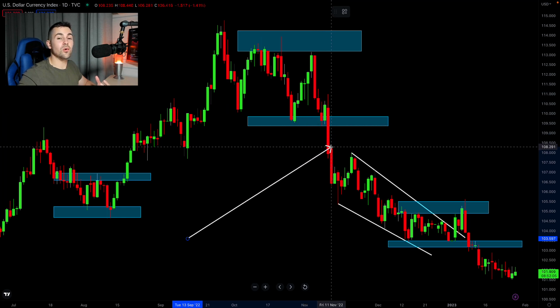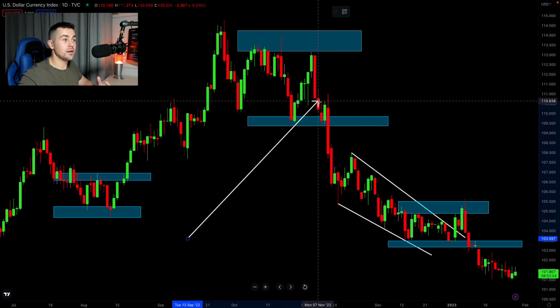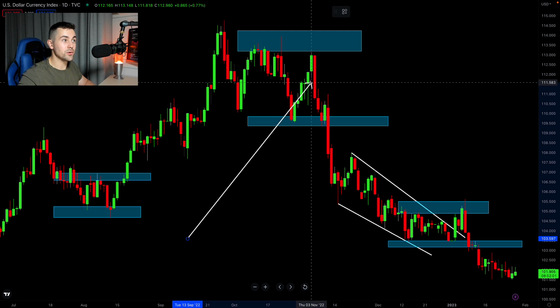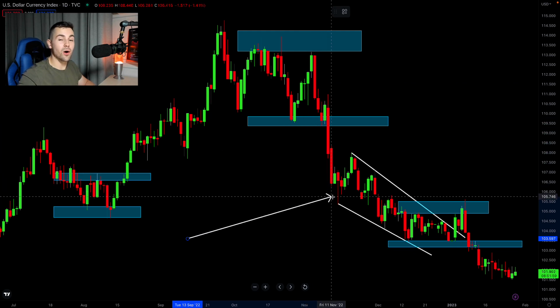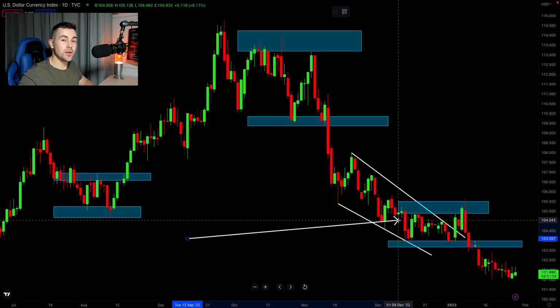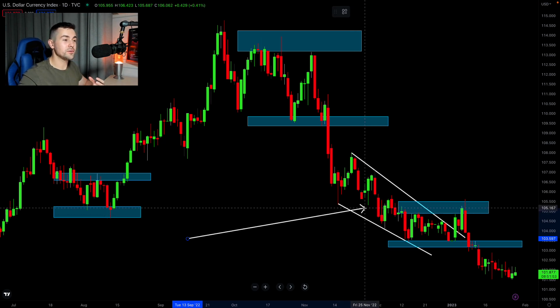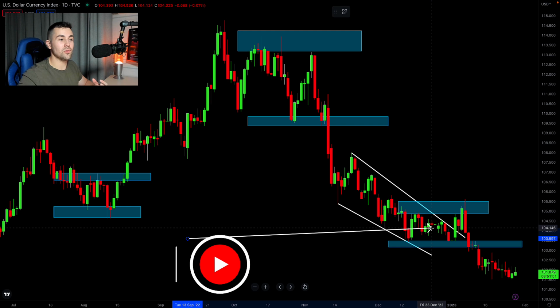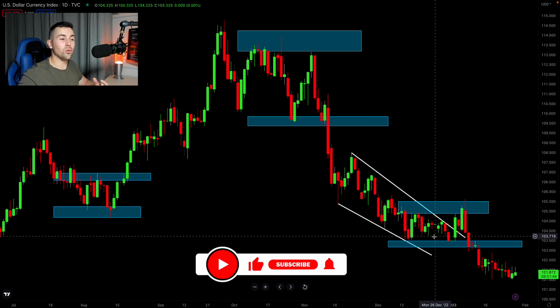Then the range was broken to the downside, and again the momentum was accelerating. Here we got a very sharp bearish momentum. Then the market started to slow down. It was the deceleration stage, and the market started to coil within the falling wedge pattern.